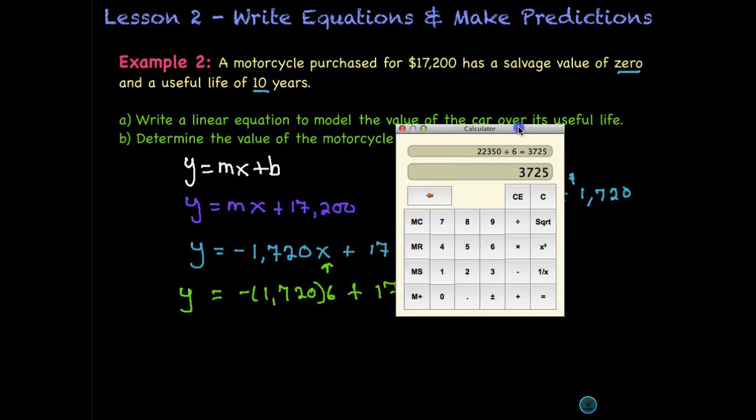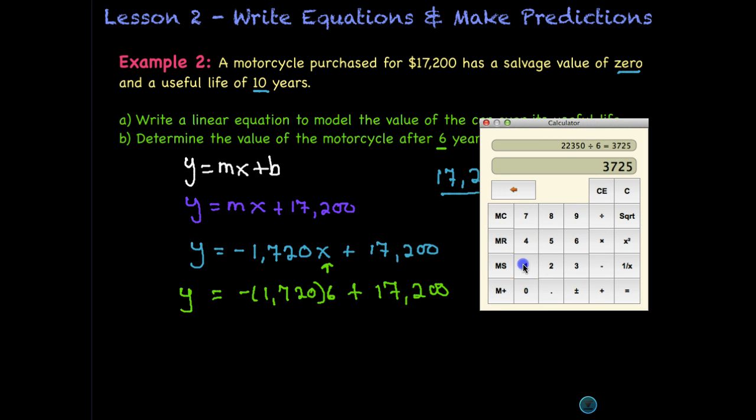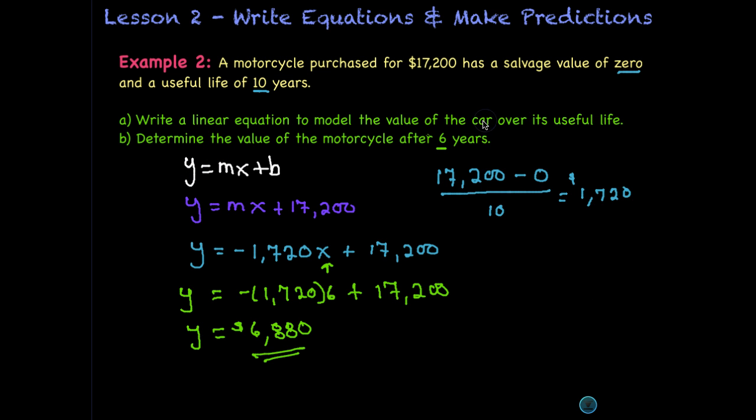Okay, let's do that. So we have 1,720 times 6. So we're going to subtract 10,320 from 17,200, and we get a value of 6,880. So the value of our motorcycle is now 6,880. And that answers B. All right, let's try one more example.